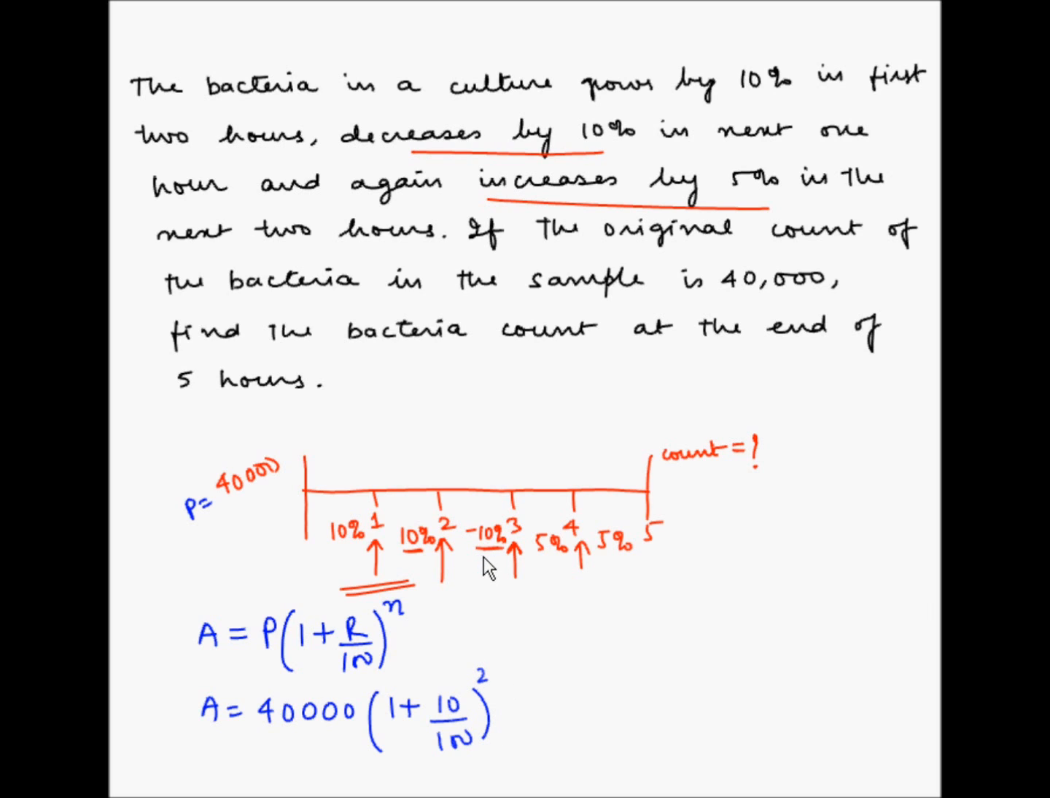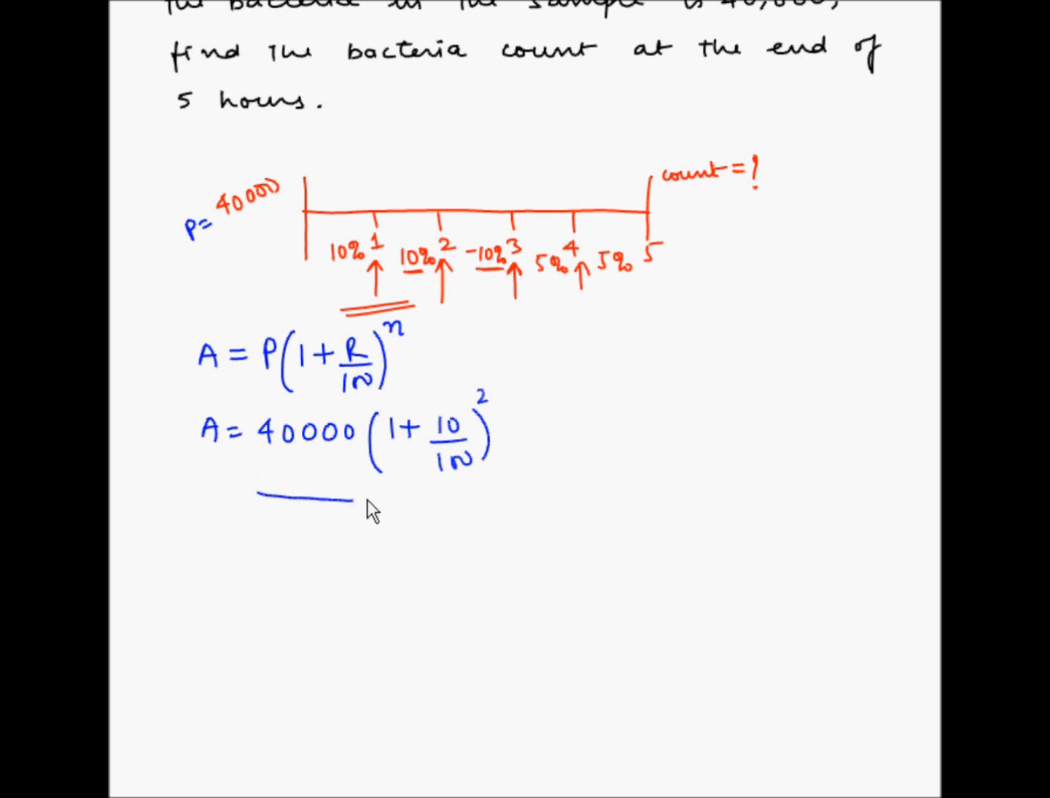Now let's take the third hour. So in the third hour the growth is minus 10%, and that is on top of the count available at the end of second hour. Now the count available at the end of second hour is this, 40,000 multiplied by 1 plus 10 by 100 square. So this is the count at the end of second hour. Now to this we have to multiply 1 minus 10 by 100 because the growth is negative, so the count is decreasing. Now this represents the count till the end of the third hour.